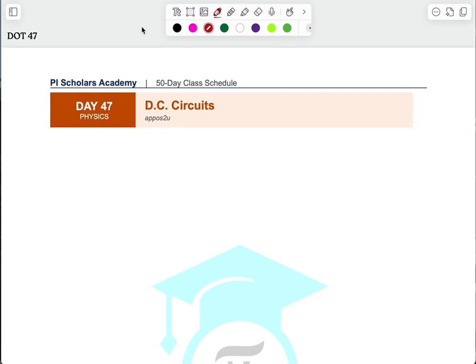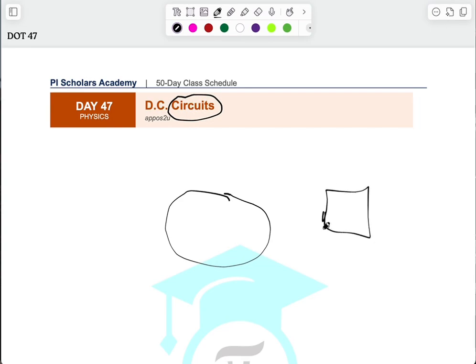First of all, what is a circuit? A circuit is simply a closed path in which electric current is flowing. So any path of this nature, as long as the path is closed and electric current is flowing through it, then we have a circuit. Now, what makes it a DC circuit?